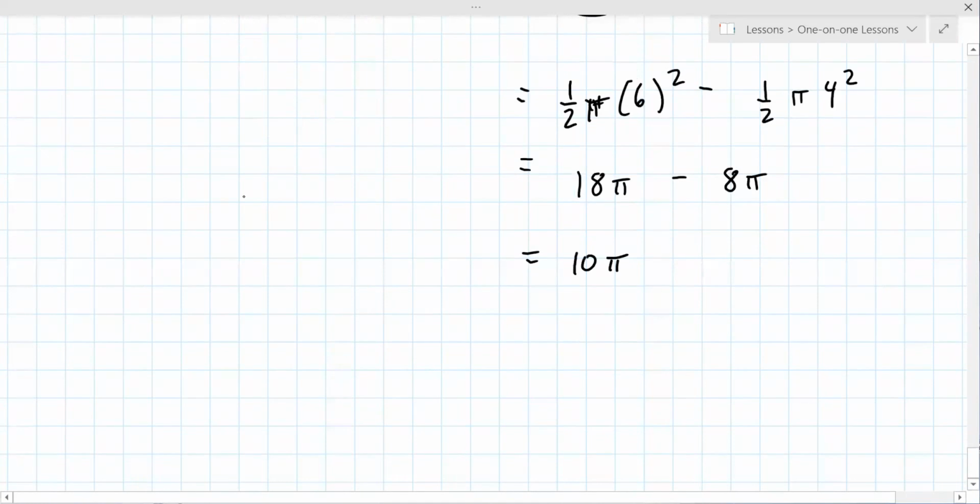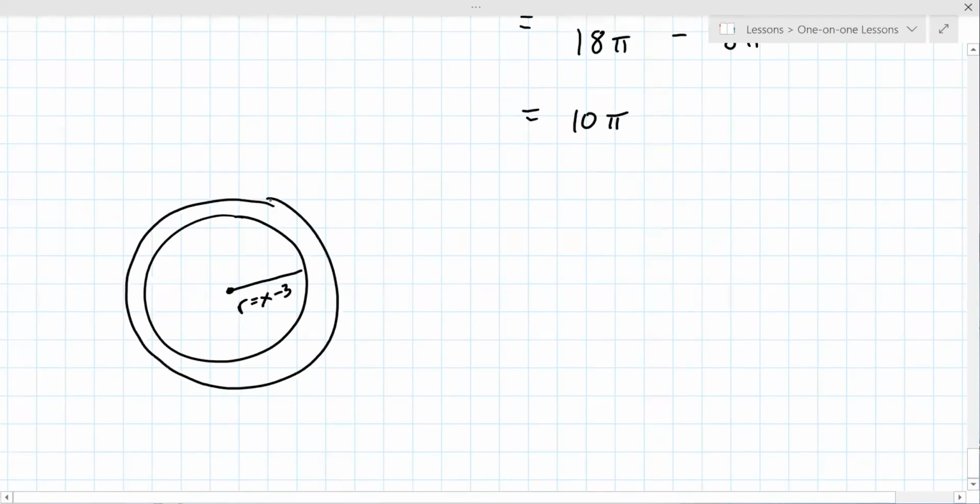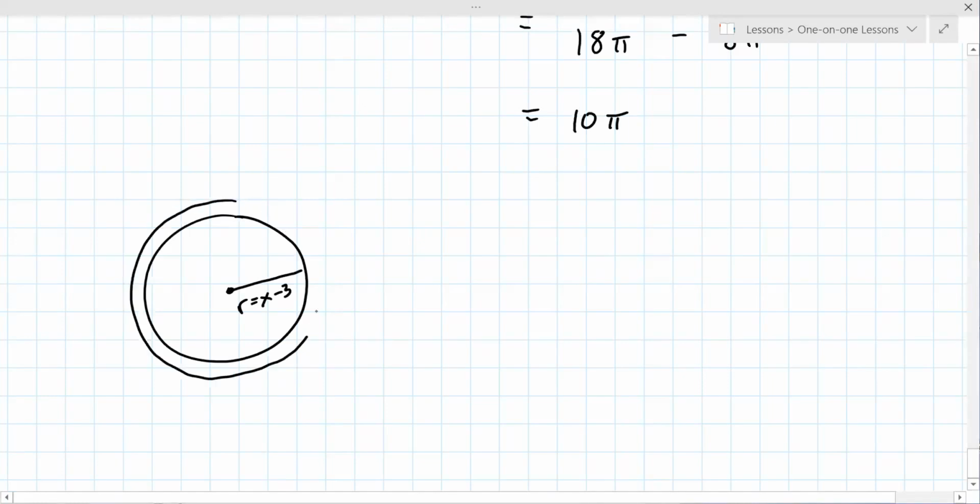Let's try another one here. Have you been doing much with... okay, let me draw another one here, and you can tell me if you've seen something like this yet. They tell you that the radius of this one is x minus 3, and the radius of this one is, whoa, that was drawn badly, x plus 3. I think we've done one, maybe two problems like this.